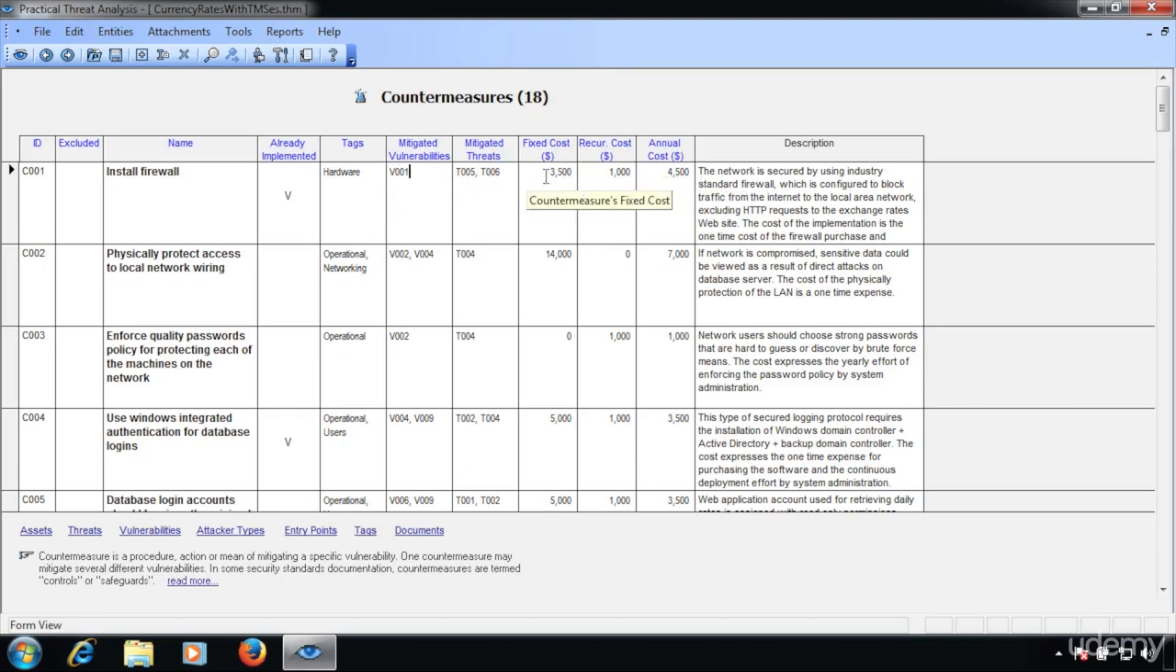Now, the cost of this mitigation of this hardware firewall is $3,500. A recurring cost of $1,000 might be a subscription to keep the firewall database up to date. Firewall has signatures to detect anomalies, and the annual cost would be $4,500. Why? Well, because we can calculate it this way: the fixed cost as $3,500 plus the recurring cost of $1,000. So now you go in and you're gonna define the annual cost on the first year as $4,500.